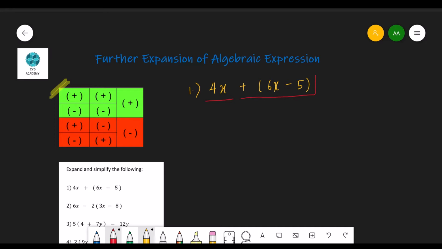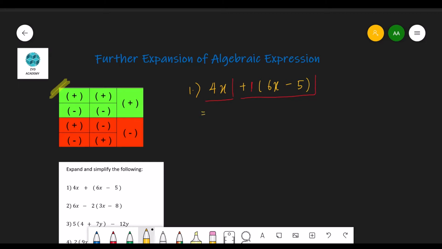Previously I did mention if you have a number in front of a bracket, it means you have to multiply. But in this example, there is no number between this bracket and this positive sign here. In this case, we have to understand that the missing number, or rather the invisible number, is a 1. There is an invisible 1 in front of this bracket. So the way to look at it is, this is 4x plus 1 multiplied by 6x minus 5. This is how we should understand and do this question.